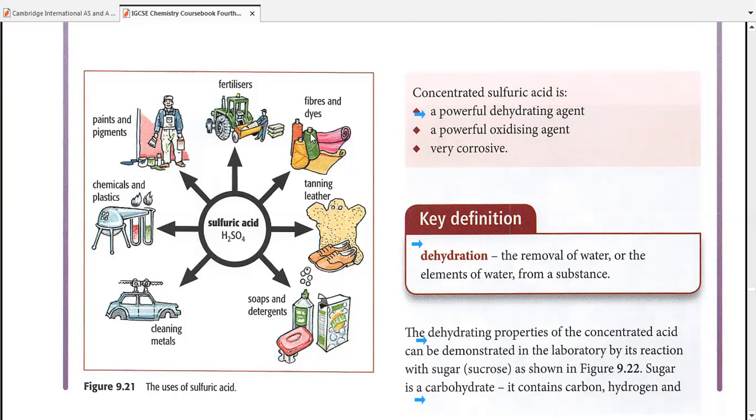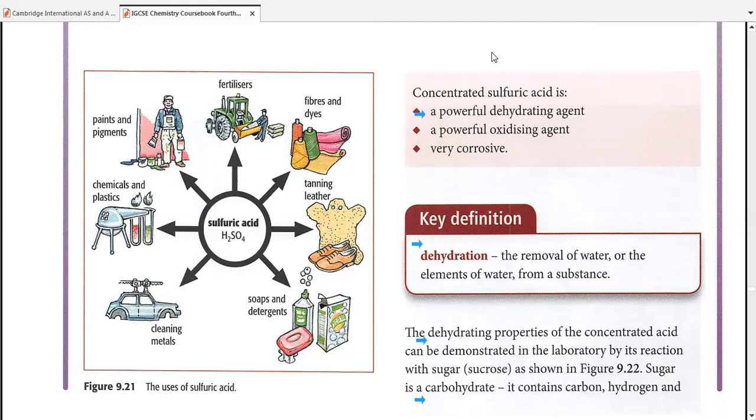Fibers and dyes, we'll consider that in chapter number 11. Fertilizers, we have already considered that before. Paints and pigments, not to be considered in this book. Chemicals and plastic, we'll consider that hopefully in chapter number 11. And cleaning metal, something we have considered back in chapter number 8. Clear? So all the arrows, this entire uses of sulfur is something that either we have discussed before or we are going to discuss in upcoming chapters.